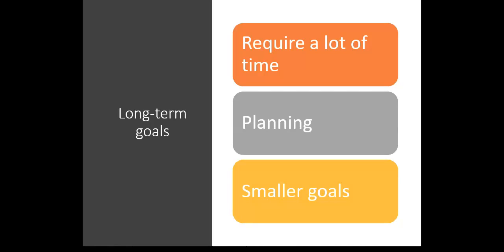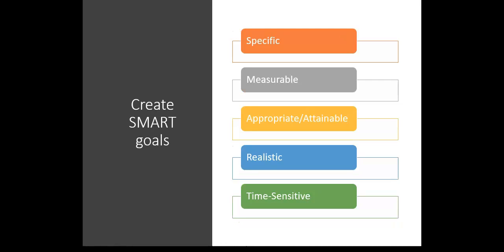Long-term goals require a lot of time. In order to achieve the goal, there needs to be planning. And within this planning, sometimes there are smaller goals that are achievable, and that's how you obtain the long-term goal. Today, you'll learn how to create a SMART goal. A SMART goal is specific, measurable, appropriate or attainable, realistic, and time-sensitive.